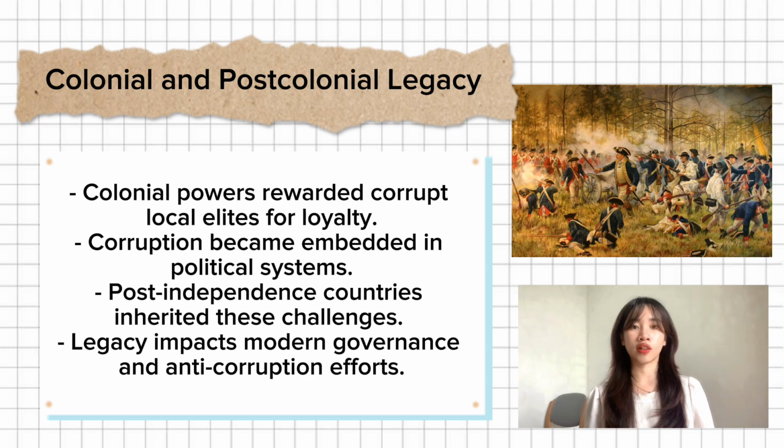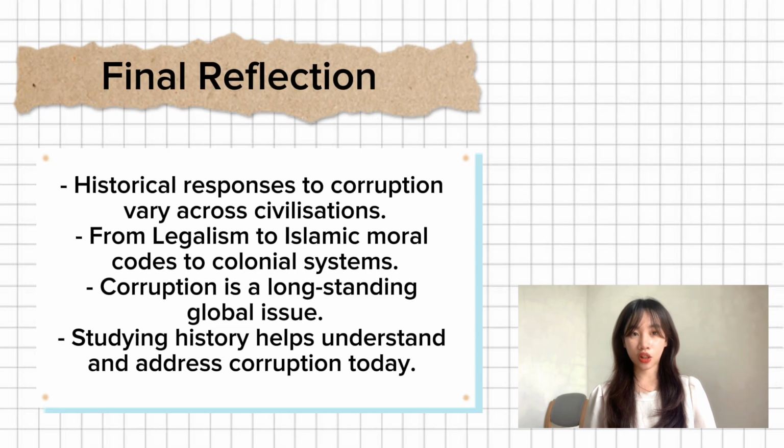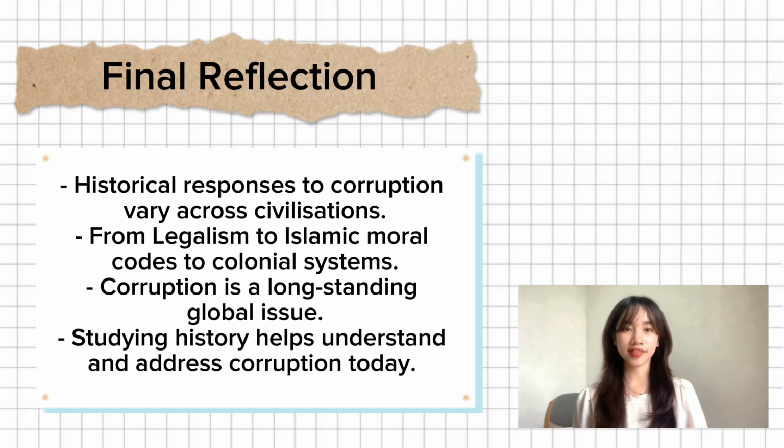Colonial powers rewarded local elites for loyalty, even when they were corrupt. And after independence, many countries inherited these systems, making corruption harder to eliminate in modern times. This historical legacy continues to affect governance today. From legalist laws in China to Islamic moral codes and colonial manipulations, world civilizations have influenced how we understand and respond to corruption. This historical perspective shows us that corruption is not just a modern problem, but one that societies have tried to solve for centuries.